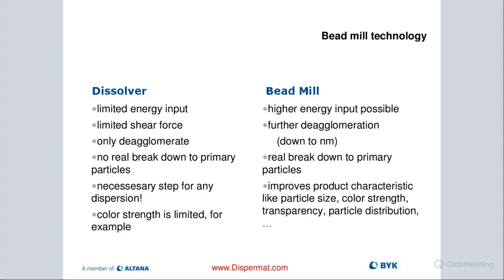So here, just the comparisons, what the shortcomings of a dissolver are, and why we can't really compare a dissolver to media milling and why we need media milling if we want to go down below our 10 micron particle size. Because the dissolver with the blade, unfortunately, only allows us to put in limited energy and limited shear force. And it's really, because of those limitations, only used to deagglomerate these larger particle clusters. And it is not meant to break down the aggregates to primary particle size.